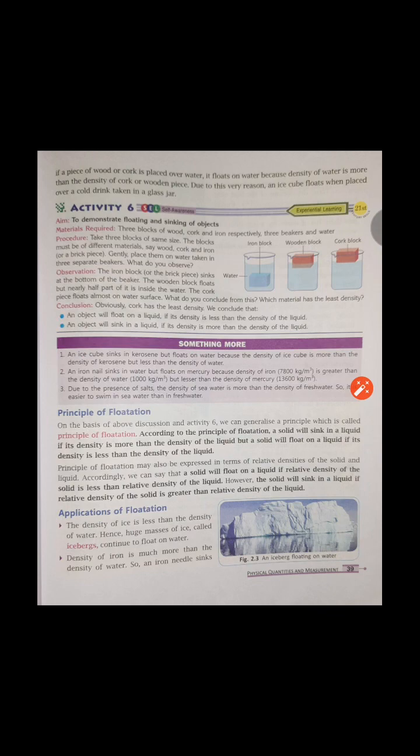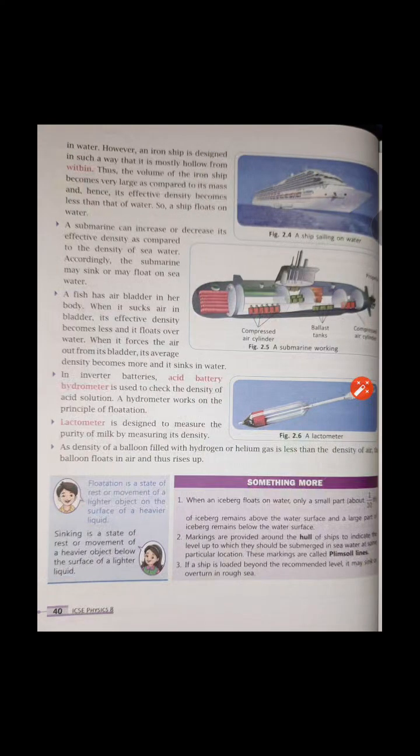Also, metal ships. Page number 40, figure number 2.4. A large ship's picture is given there that also floats on top of water. The iron ship is designed in such a way that it is mostly hollow from within. The bottom part is also mostly hollow, thus the volume of the iron ship becomes very large compared to its mass. Hence the effective density becomes less because air is inside it. So now it can float on water.